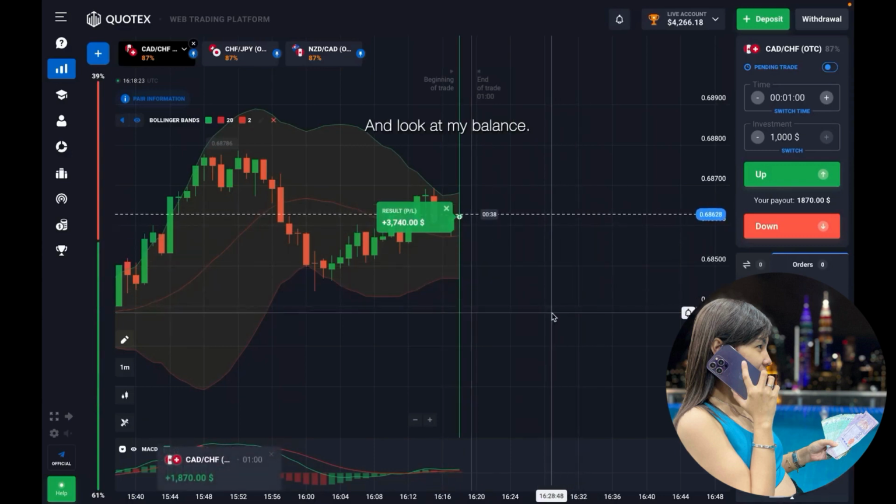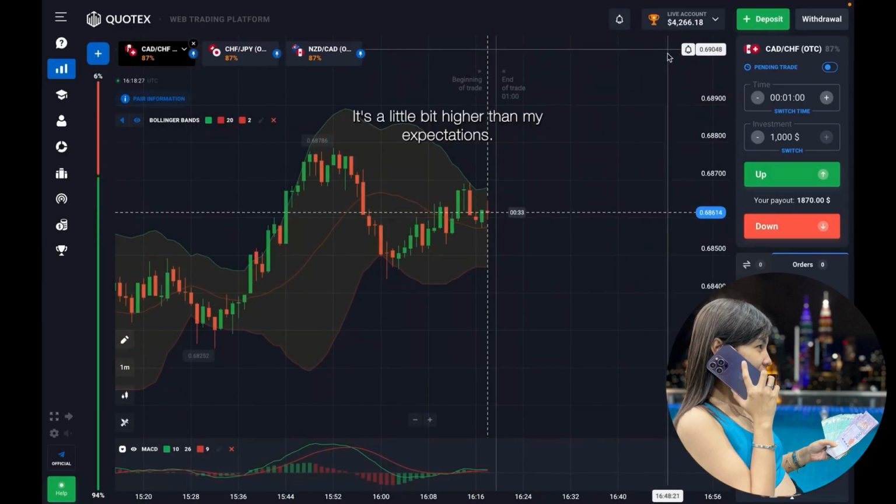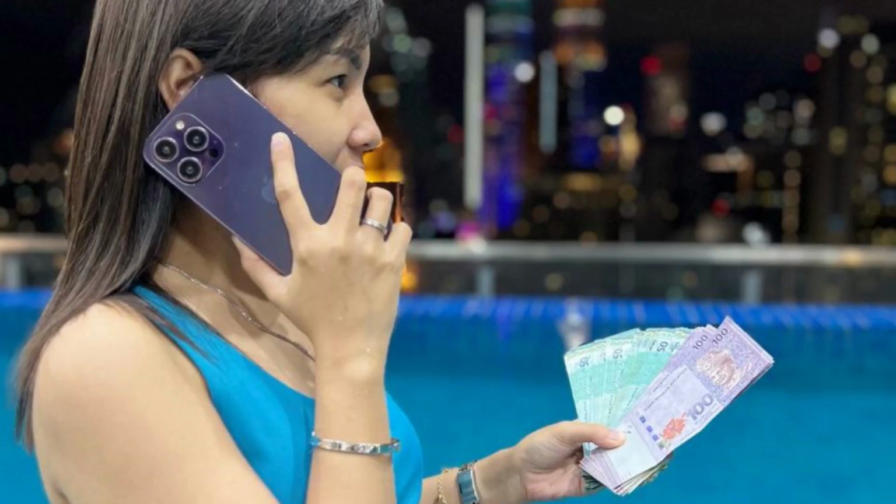Astonishing result, guys. Look at my balance. I even overreached my financial goal. It's a little bit higher than my expectations, and I think let's call it a day. So what's the answer? What's more effective? I think it's a combination of these two approaches, because in my opinion the smart money concept may have a place in this world alongside technical analysis, of course.